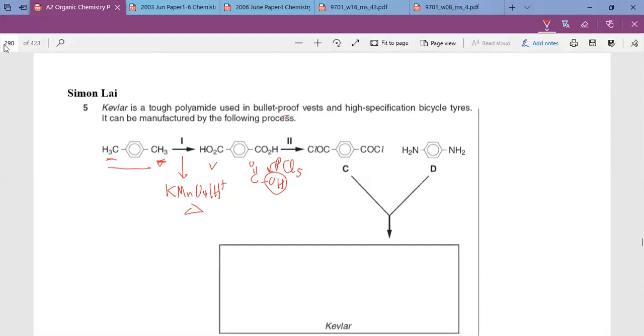See now, here is your O and Cl here. Remember, here's the H here and H here. I told you most of the time they prefer your diacyl chloride. This is called hexanedioyl dichloride, I'll show you the name afterwards. So same thing here. Now when it comes out here, they ask you for Kevlar.